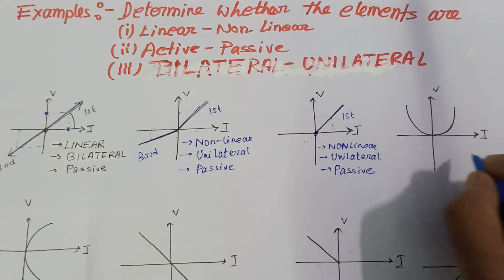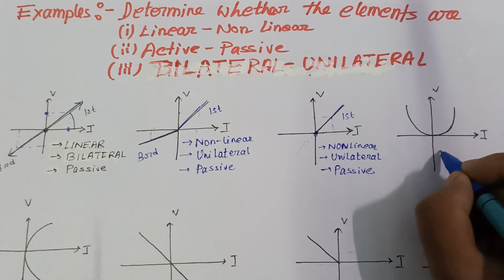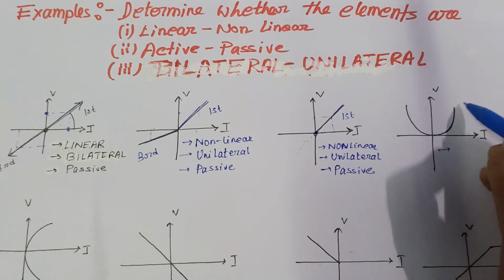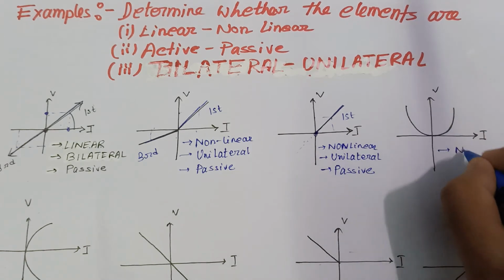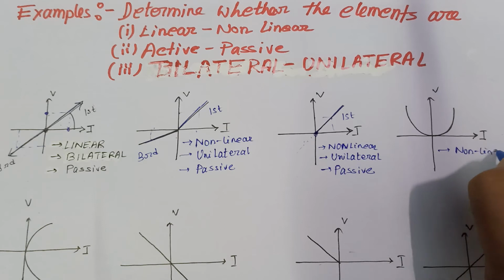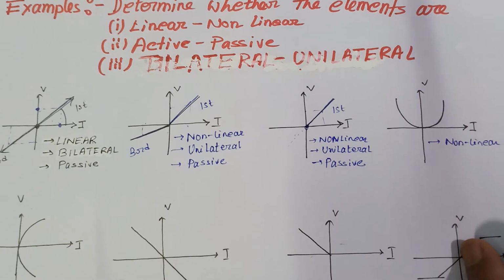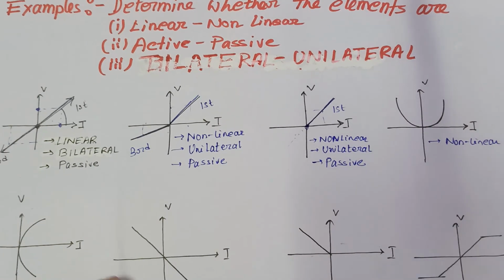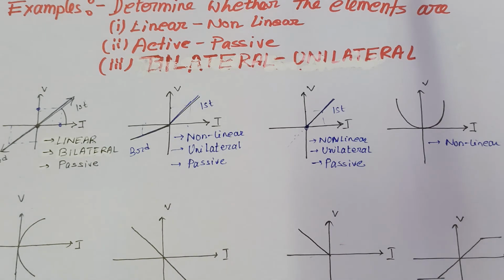In this part, it is not following any equation of a straight line; it is a curved line. So it should be non-linear because the first condition of linearity is violated here. What is the first condition? The first condition was that it should follow only one equation of a straight line.